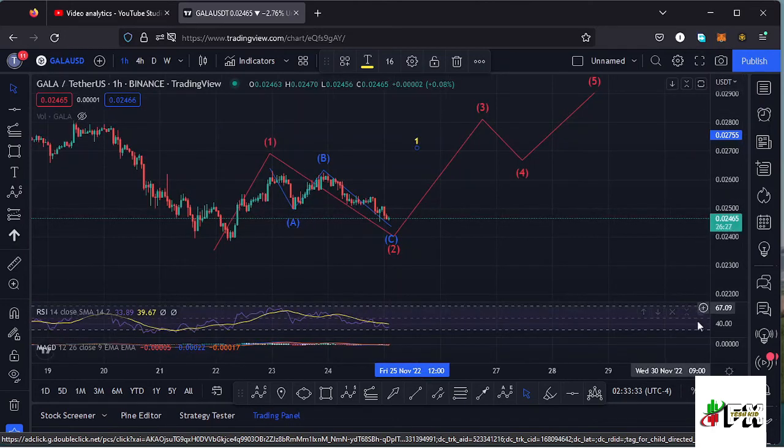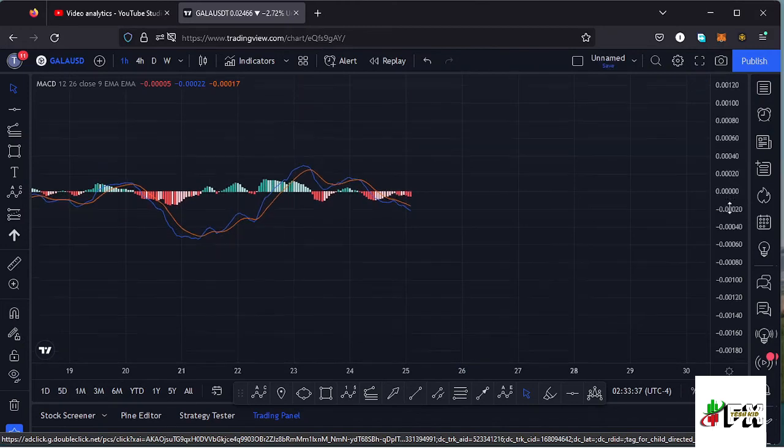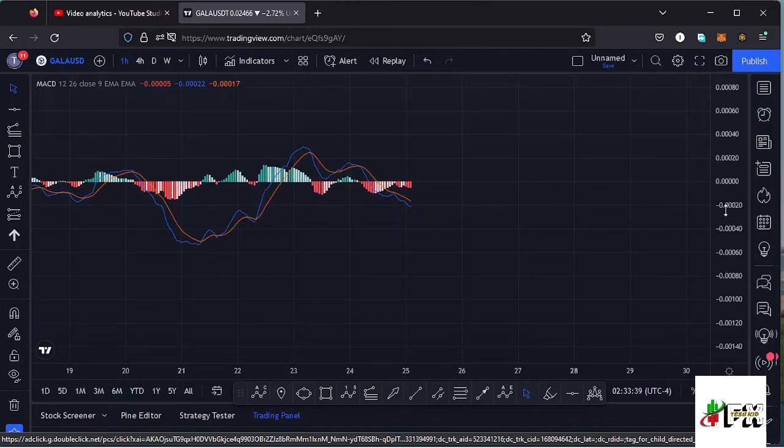Also taking a look at the MACD, here on the MACD we have printed a bearish cross, and that would mean lower prices are coming our way.